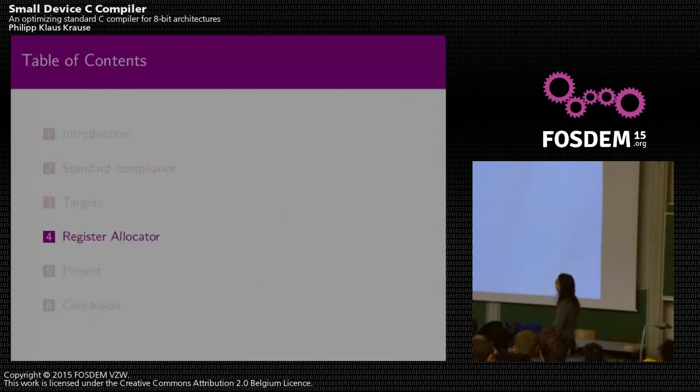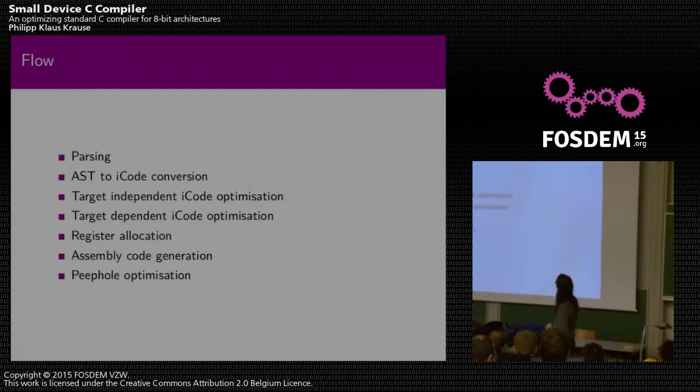Okay, now I've been mentioning the register allocator quite a lot. Before we jump into the register allocator, a quick slide on the flow of compilation. Now what happens if you feed some code into the Small Device C Compiler? Well, first there's a preprocessor, not mentioned. Then it's parsed into an abstract syntax tree. The abstract syntax tree is converted to an intermediate code. On that we do target-independent optimizations, target-dependent optimizations, register allocation, generate assembly code, and in the end there's a peephole optimizer.